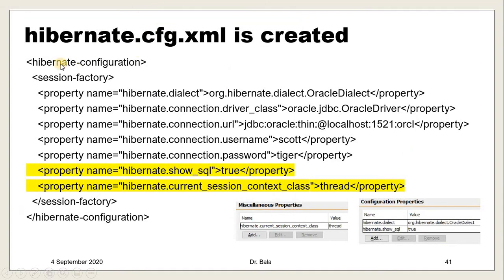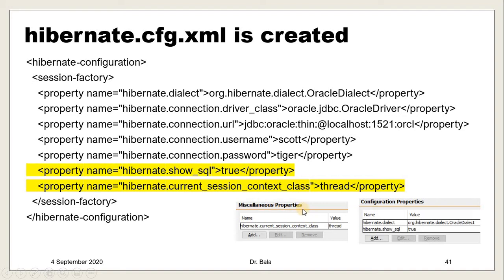Once finished, it automatically generates the Hibernate CFG XML file, which brings all the data related to the database connection: your database driver, your username, your password, everything. But it does not bring the highlighted properties, which are important when we run; otherwise we will get a runtime error. You can type the property hibernate.show_sql with the value true, and hibernate.current_session_context_class with the value thread. These two are important. Either you can type them directly here or go to the properties of this XML file.